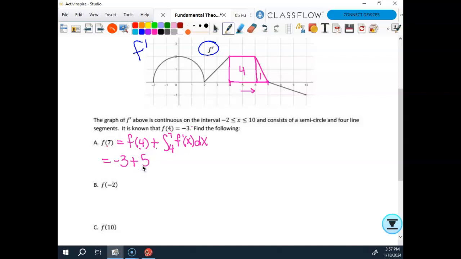Now that is a safe stop. I can literally stop there, and that is my answer. I know you can combine those. Let's just stop there. Okay?